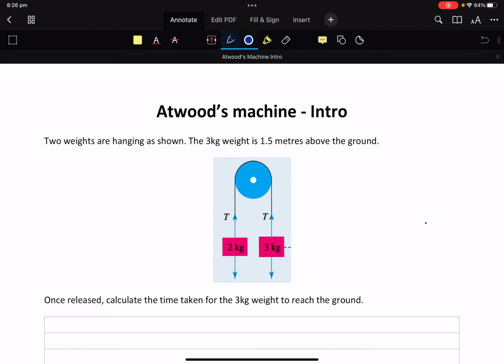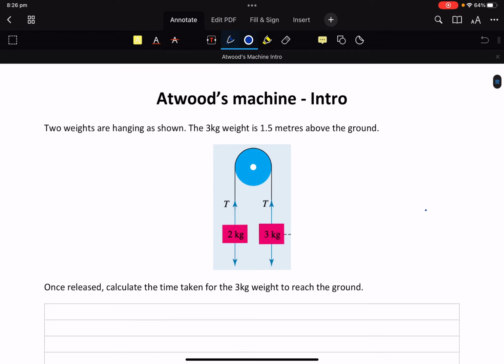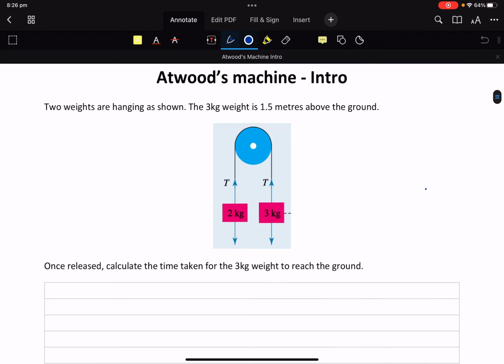Okay, Atwood's machine. Make sure you've had a read of the question and given it a go. Clearly we've got a heavier weight on this right hand side, so we know that's going to shoot down and the 2 is going to shoot up. But let's get a head around all of the forces acting there using F equals ma.